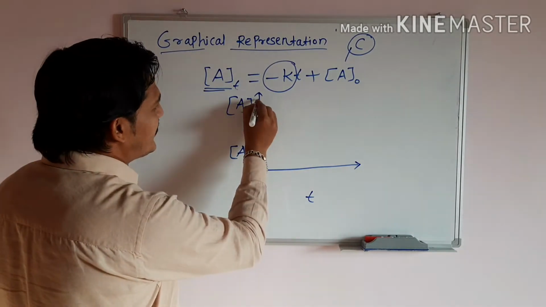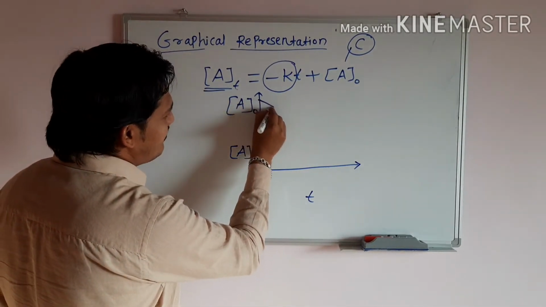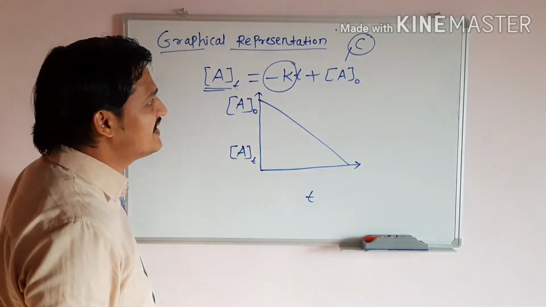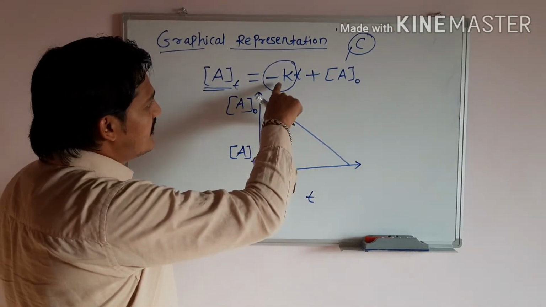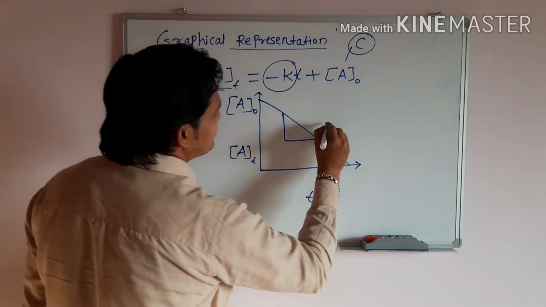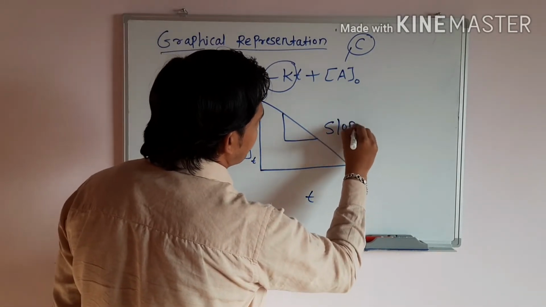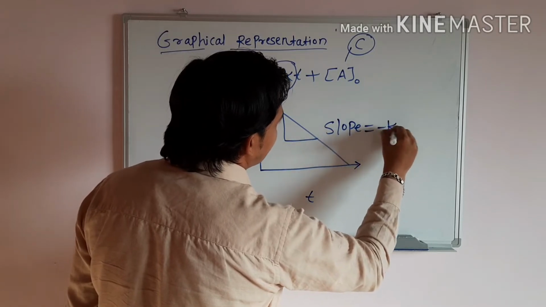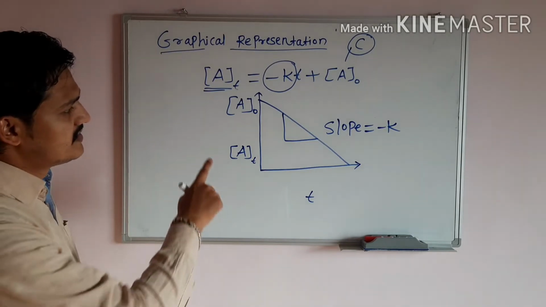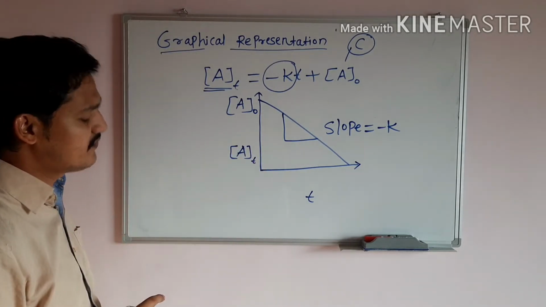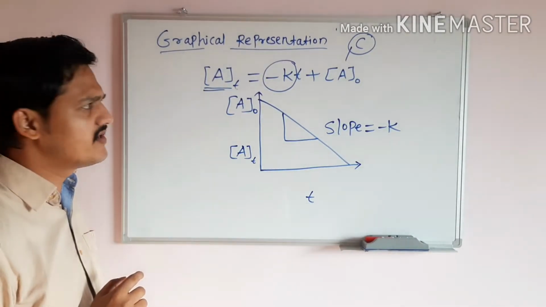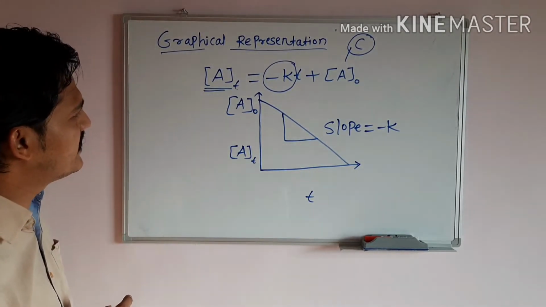Okay, this is the point of intersection. Hence the graph must be in a decreasing manner. Also we have to plot a negative slope. Slope is equal to minus k. Okay, this is the graph for a zero order reaction. This is the graphical representation for a zero order reaction.